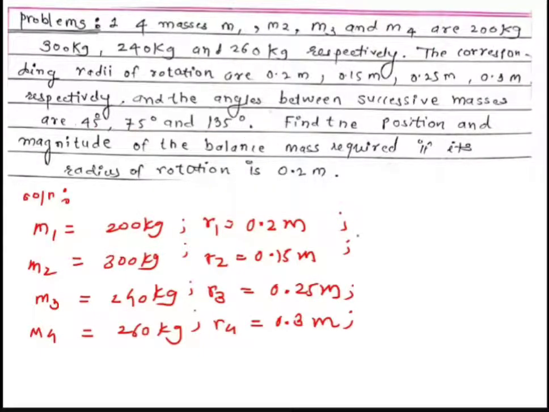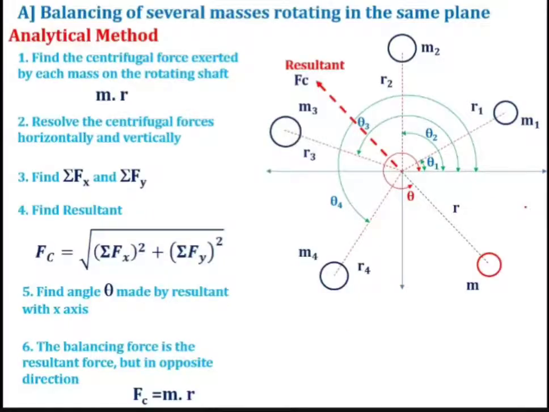Before starting, we'll assume that theta 1 is equal to 0. Assuming theta 1 is equal to 0 means what? This is very, very important. Assume mass M1 as horizontal. You have to assume that this mass M1, instead of being located at theta 1, is located on the horizontal axis OX. So theta 1 is equal to 0 degree I have assumed, to start the initial problem.